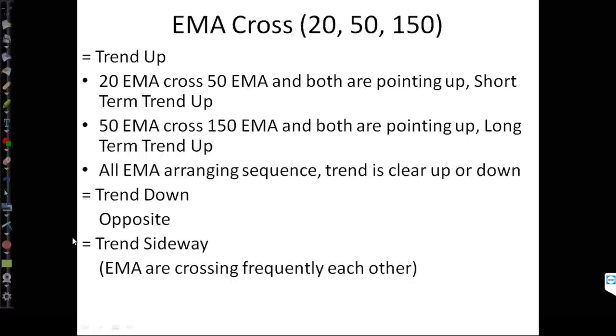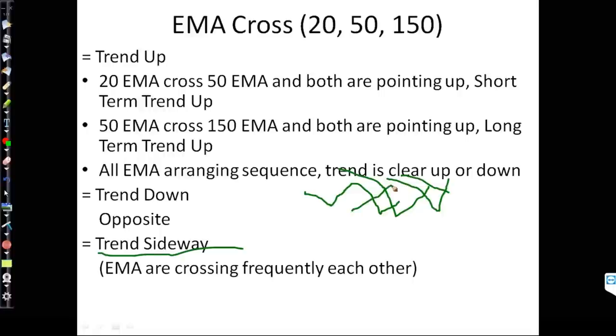Okay, the sequence is now sideways. When I confirm the market is sideways, all the moving averages are crossing each other like that. It's called crisscrossing. There is no clear trend, all moving averages crossing each other. It still looks like a zigzag. When they are forming like that, don't trade. Come out from the market. Just wait for the trend to become clear. I'll show you how they are forming like that.